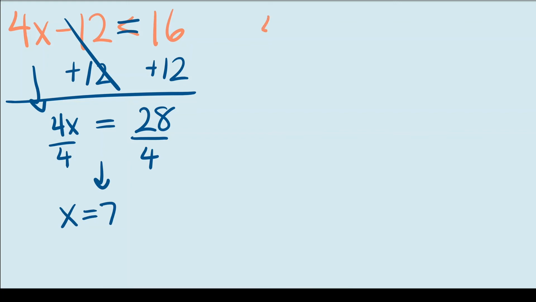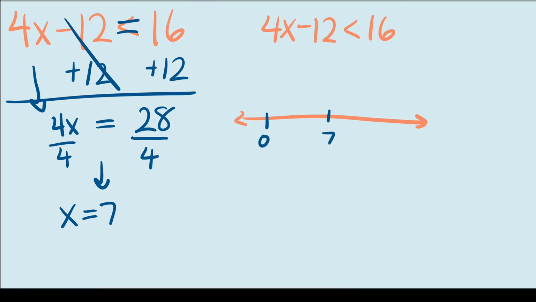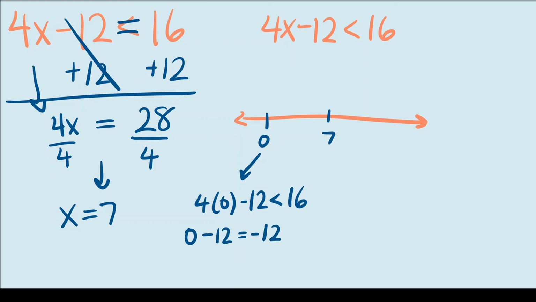Now let's rewrite our original question. I'm going to redraw my number line, and this time I have 7 in the middle. For the left-hand side, I'm going to choose 0, and so that gives me 4 times 0 minus 12 is less than 16. Well, 4 times 0 is 0, minus 12 gives me negative 12, and I know negative 12 is less than 16, so all values less than 7 work.